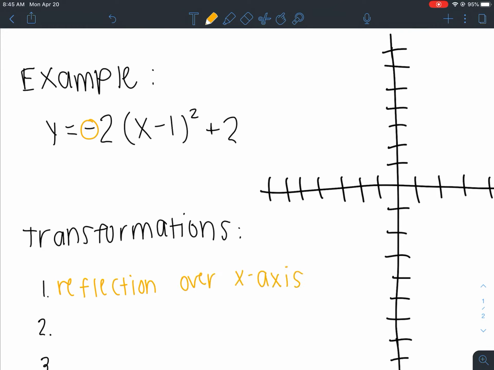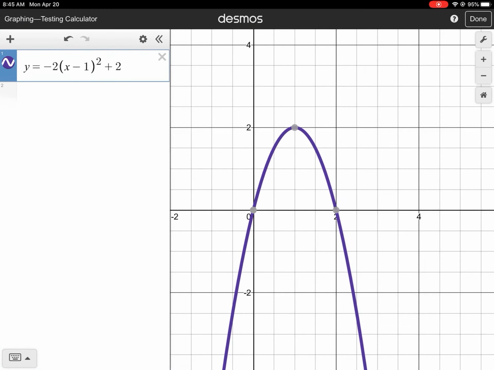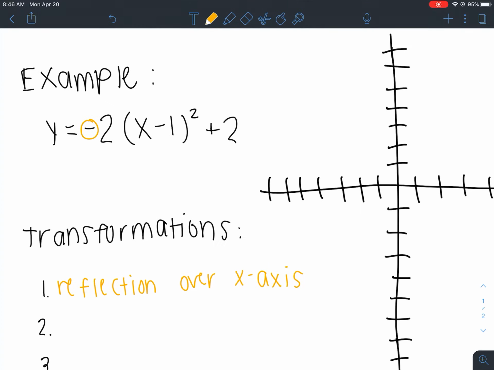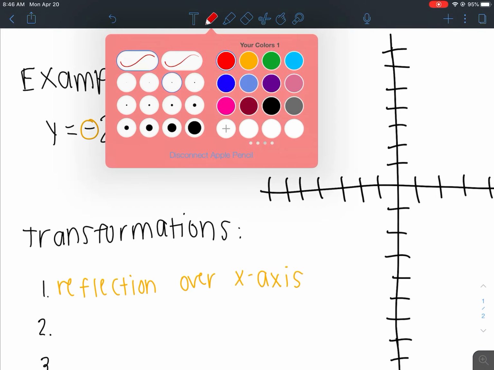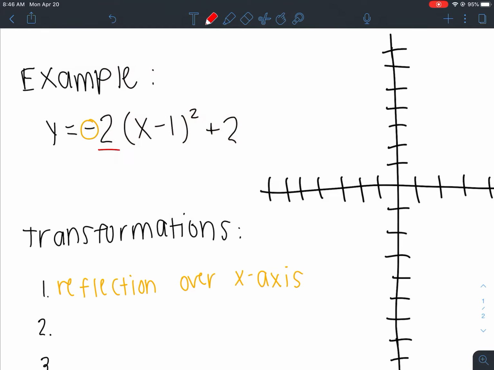Okay, so earlier my quadratic was facing up, but when I put that negative in the front, do you see how it's facing down now? Okay, so reflection over the x-axis. And I like to think of the negative sign and then the number to be 2 separate things. So this 2 is going to tell me something completely different from what the negative told me, okay?